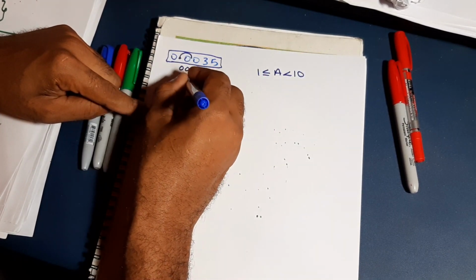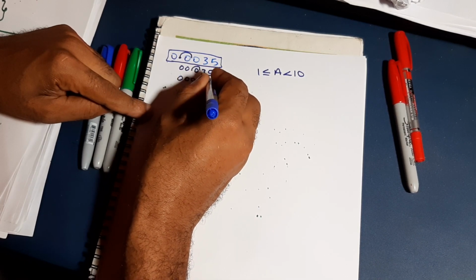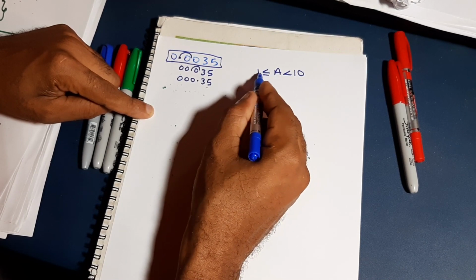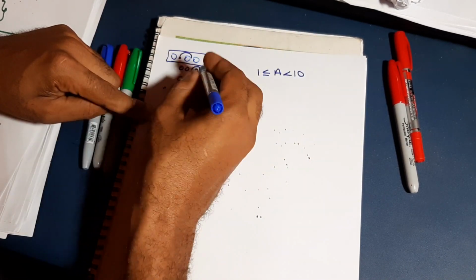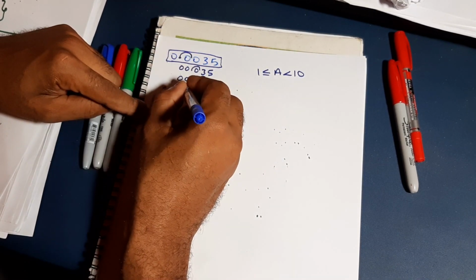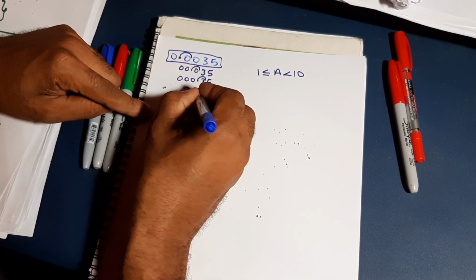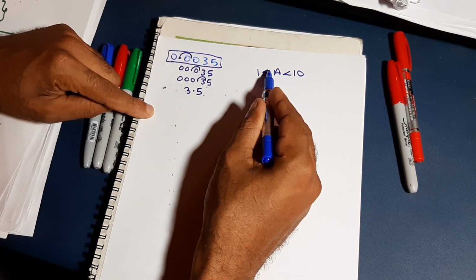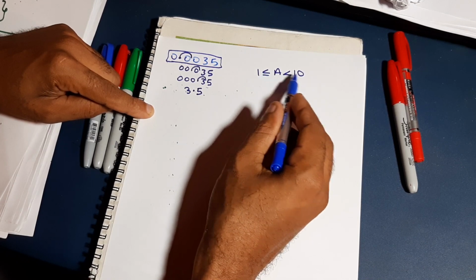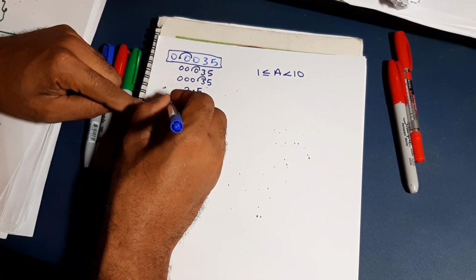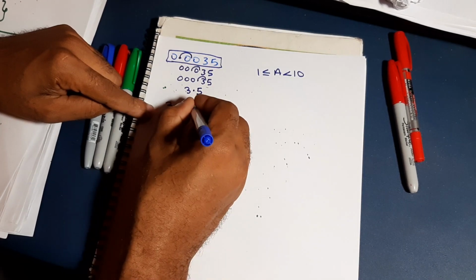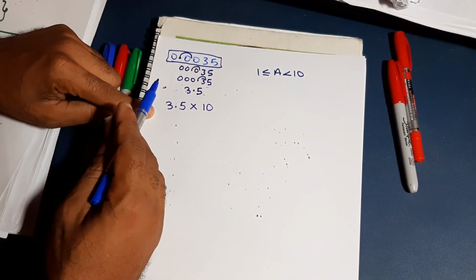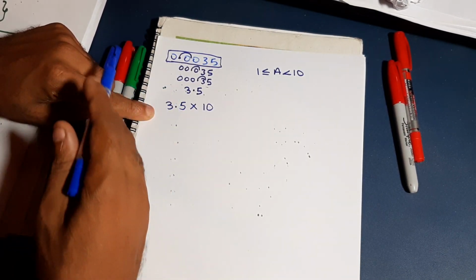I'm going to get 0.35. Now, does this number satisfy the inequality? No, it does not. It's not equal to 1, nor is it greater than 1. Let's move the decimal point again. I'm going to get 3.5. Now, 3.5, does it satisfy the inequality? Yes, it's greater than 1 and it's also less than 10. So what I'm going to do, I'm going to have 3.5 times 10. Now, in this particular example, I had to move the decimal point to the right.